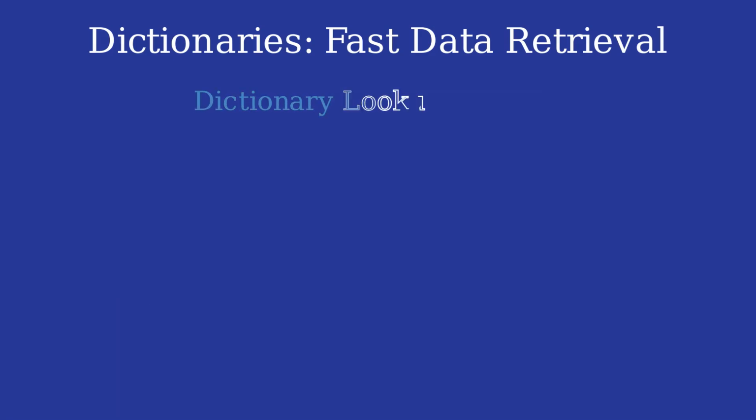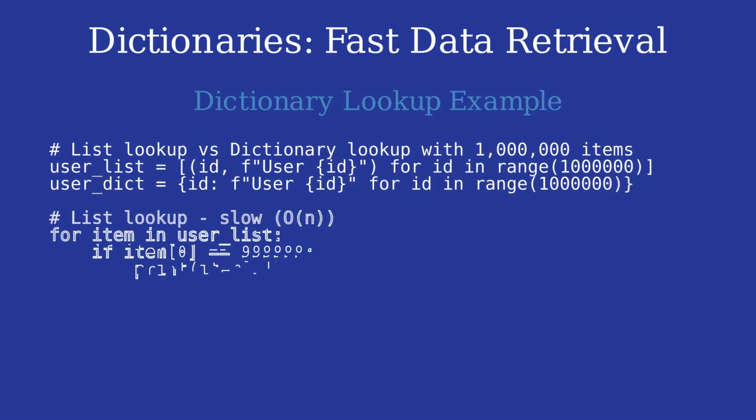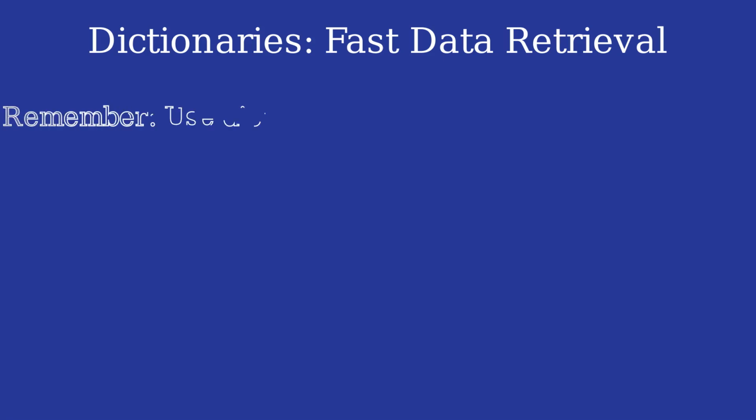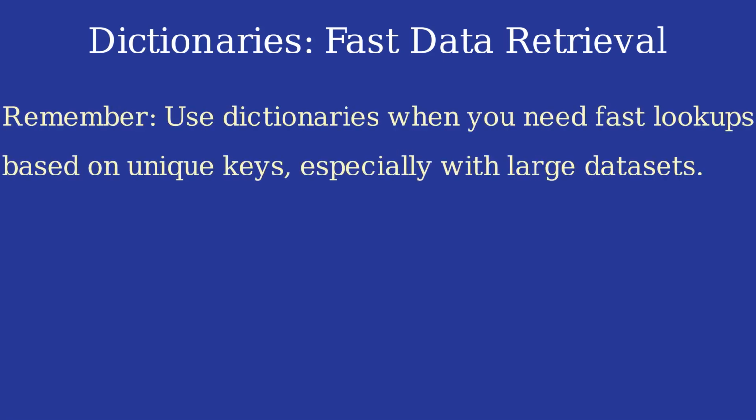Here's a practical code example. Searching for an item in a list of 1 million entries requires checking each element until the match is found. With a dictionary, you can access the same item instantly, regardless of the dictionary size. To summarize, use dictionaries when you need fast lookups based on unique keys, especially when dealing with large datasets where performance matters.